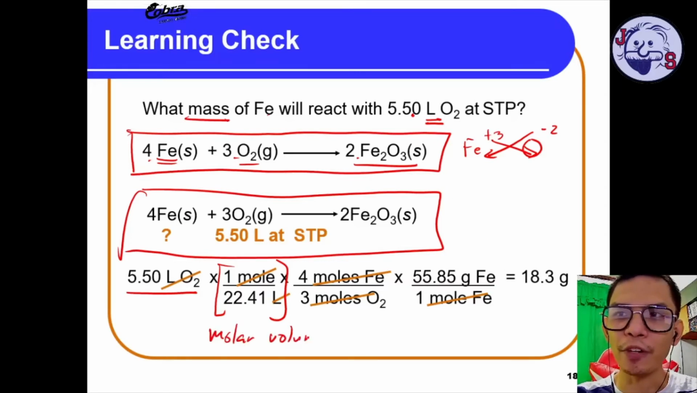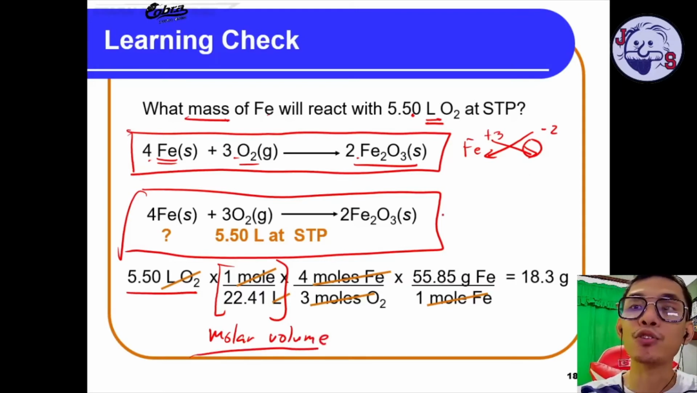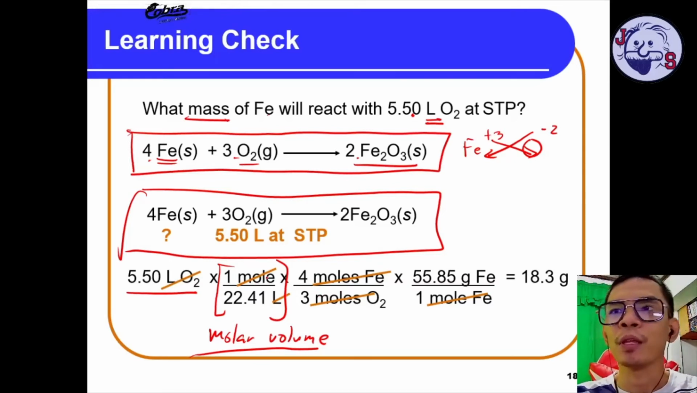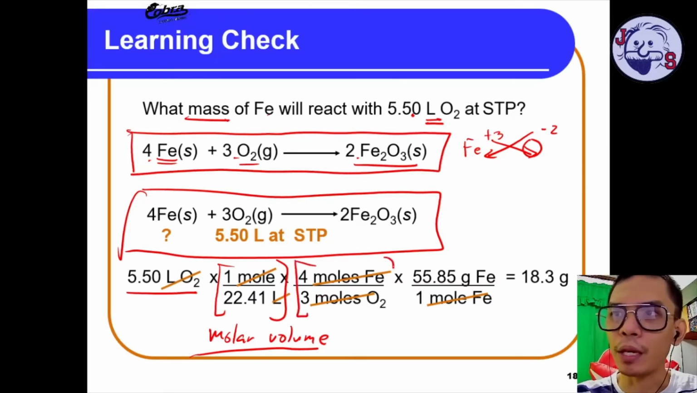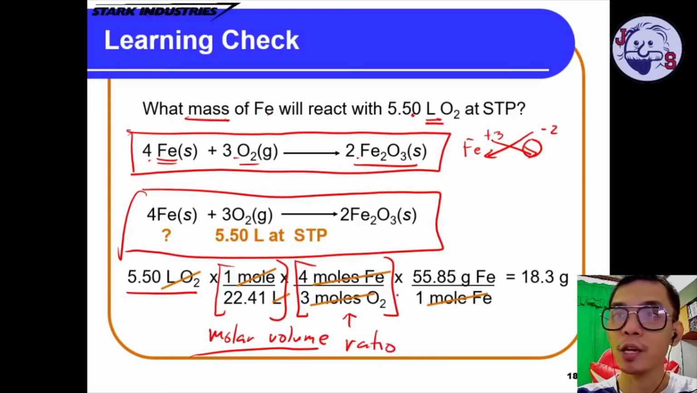Don't ever forget, let me remind you again for the last time, that you need to convert liters, or convert the volume, into moles before entering this process. The one that you have over here is the ratio found on your chemical equation.